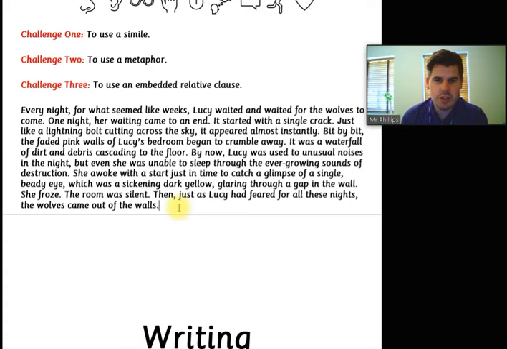By now, Lucy was used to the unusual noises in the night, but even she was unable to sleep through the ever-growing sounds of destruction. She awoke with a start, just in time to catch a glimpse of a single beady eye, which was a sickening dark yellow, glaring through a gap in the wall. She froze. The room was silent. Then, just as Lucy had feared for all these nights, the wolves came out of the walls.